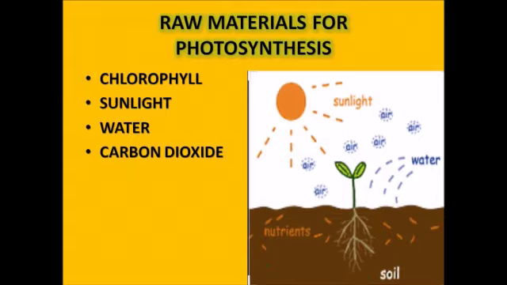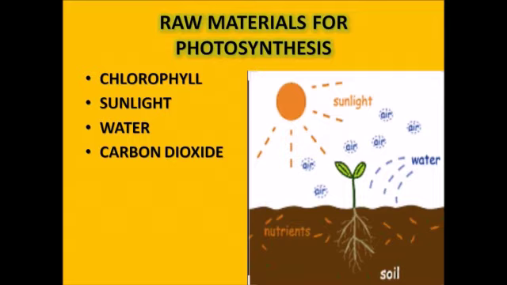Now, what are the things that are required for photosynthesis to take place, or what are the raw materials required for photosynthesis? For example, if you prepare food in the kitchen, you require raw material for that. Like if you prepare tea, you will require milk, water, sugar, and tea leaves. So these are the raw materials required to prepare tea. Similarly, for plants to perform photosynthesis, they also need certain raw materials. So what are these raw materials?